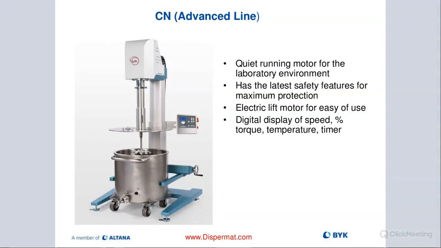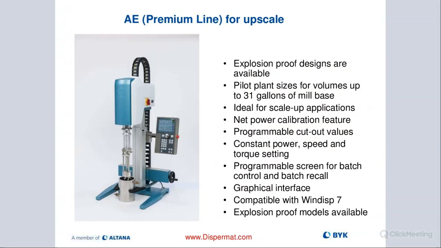And then the CN also allows you to upscale, staying within the same model series all the way to a pilot unit. That makes it very attractive. If somebody says, hey, I'm trying to develop a formula in the lab, but I want to be able to replicate it in a pilot unit, you can do that with the CN and then actually go from there all the way up to a large scale production unit. That's possible with the CN.